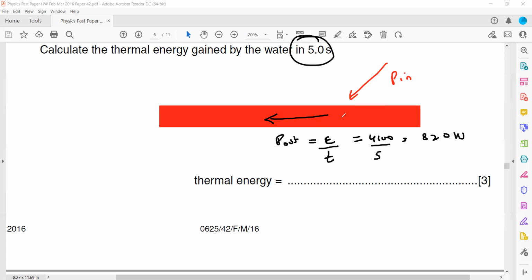So, energy absorbed by the water divided by time. Sir, it is 4200, not 4100. So when we divide it by 5, it equals 840. The thermal energy answer I'm talking about was 4100.